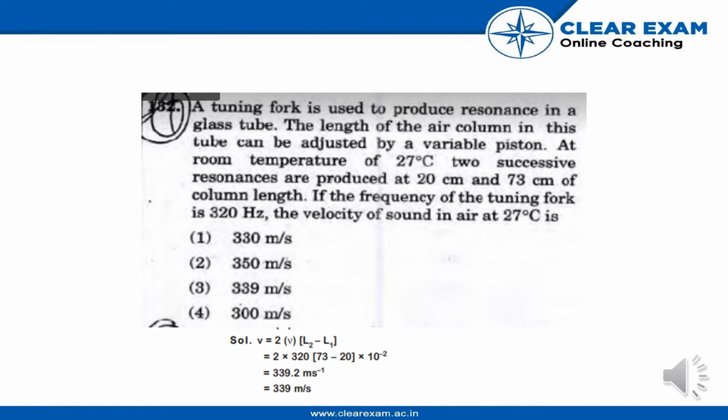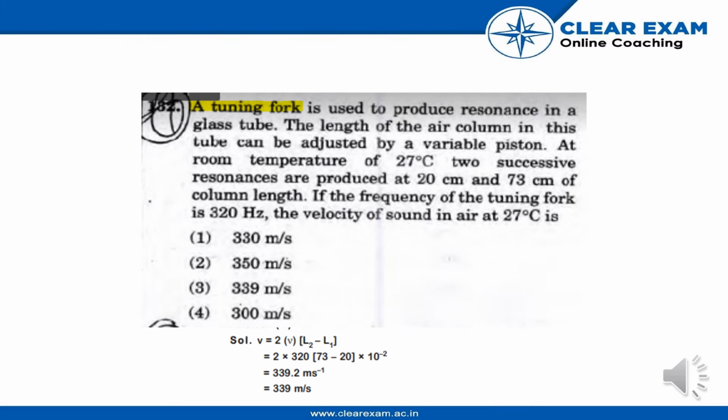A tuning fork is used to produce resonance in a glass tube. The length of an air column in this tube can be adjusted by various pistons. At a room temperature of 27 degrees Celsius, two successive resonances are produced at 20 cm and 73 cm of column length. If the frequency of the tuning fork is 320 Hz, the velocity of sound in air at 27 degrees Celsius is... So let's try to understand what this question is telling us.